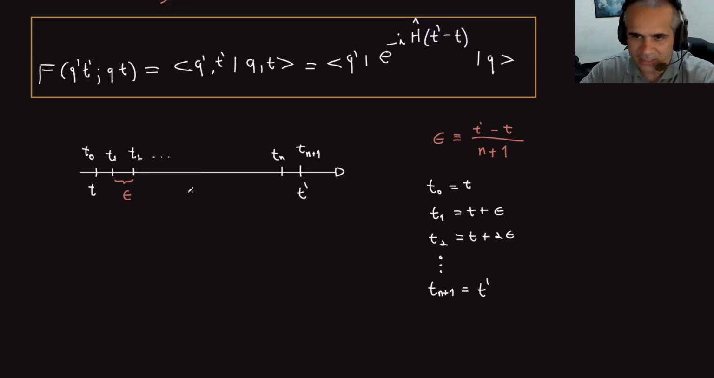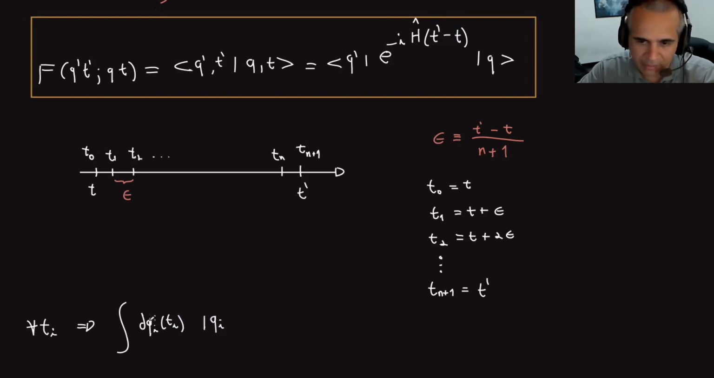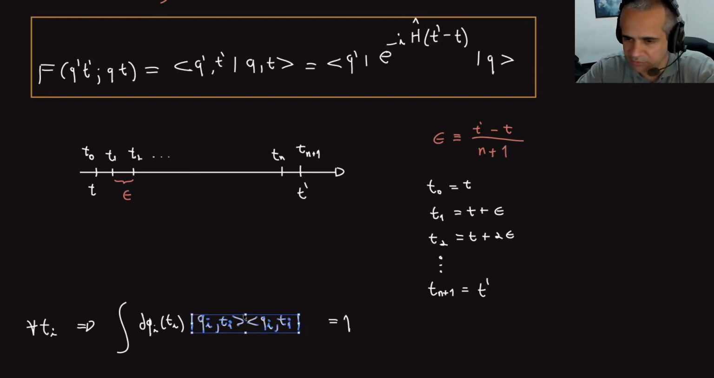We know that for any time there's a completeness relation. Whatever is ti, it is true that the integral in position, calculated at ti, which I'm labeling qi, but really I'm taking all positions possible at this time, of |qi ti><qi ti|, this is 1, by completeness. I mean, using the basis of the eigenvectors of the position operator at time ti, I can write this expression.